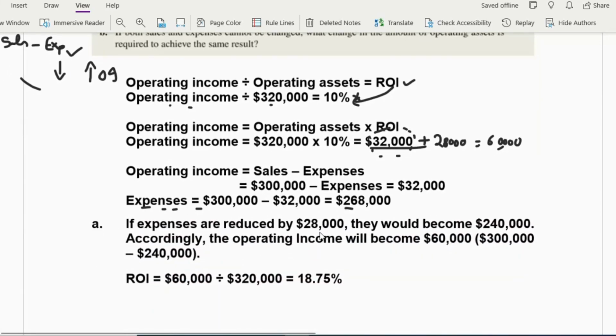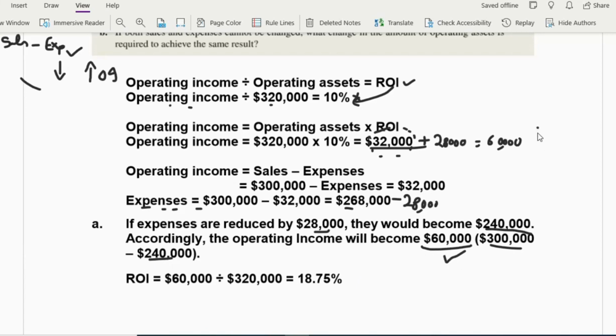So if expenses are reduced by 28,000, it will become 268,000 minus 28,000. So updated operating expenses are going to be 240,000. So what will be my operating income then? Sales is 300,000, expenses are 240,000, so updated operating income is 60,000.